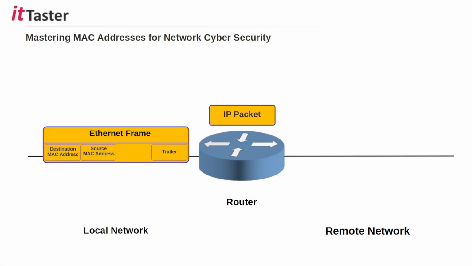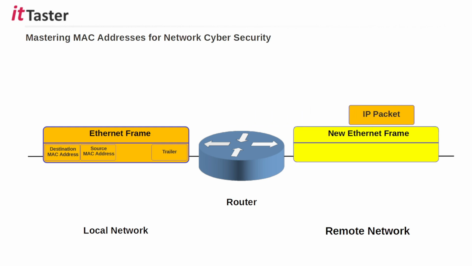Remember, IP packets are repackaged each time a frame traverses a router. An IP packet's source and destination IP address doesn't change in the same way as a frame. IP packets have the power to traverse routers, and that's where we can pick up the trail again. But that's a topic for another video.